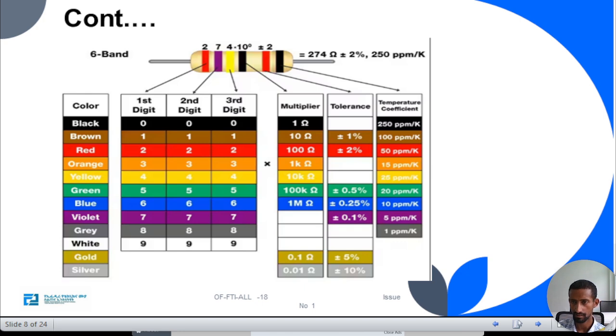Then red indicates the tolerance. That means the fifth band is the tolerance, plus or minus 2%. And the last one, black, indicates the temperature dependence, the temperature coefficient. So this resistance value is 274 ohm, plus or minus 2%, with a temperature coefficient in parts per million per degree Kelvin. That means the dependence.